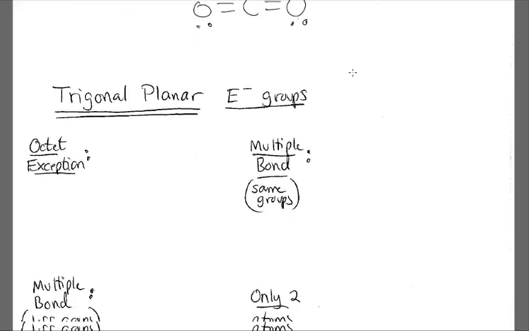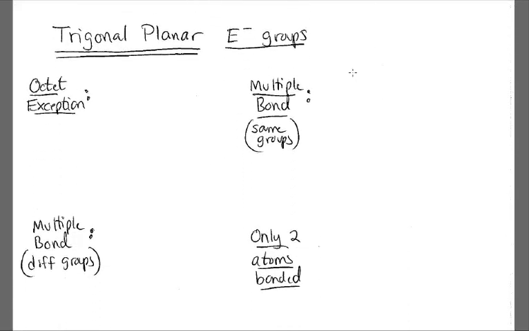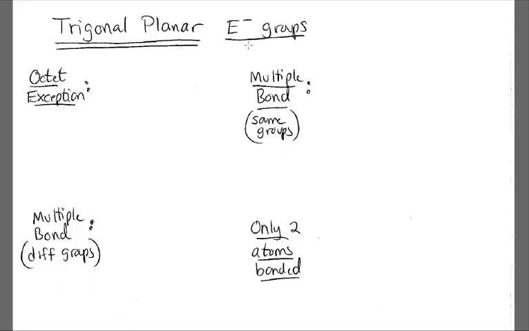Once you have 3 electron groups, you have the trigonal planar, and there are some examples which are exceptions to the octet rule. For instance, boron trifluoride can be trigonal planar. Remember, it's all in one plane at 120 degrees apart.